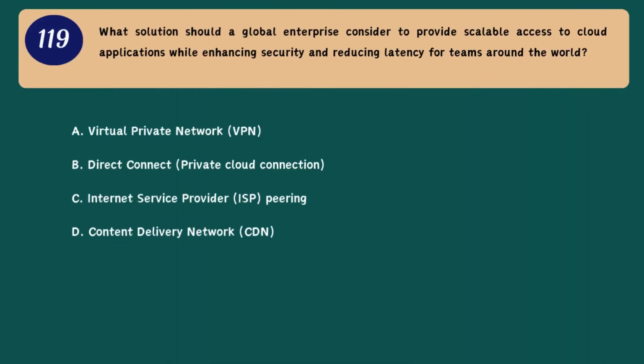Question 119. What solution should a global enterprise consider to provide scalable access to cloud applications while enhancing security and reducing latency for teams around the world? A. Virtual private network. B. Direct connect. Private cloud connection. C. Internet service provider peering. D. Content delivery network.